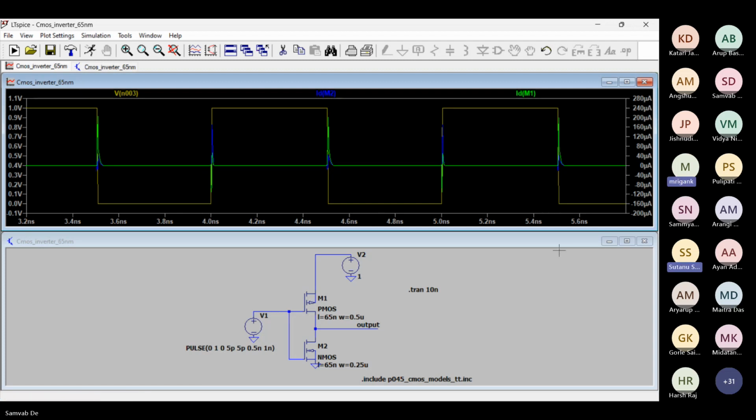Will there be some negative currents because of the source to gate capacitance? It appears that way. Yes, so that current flows.